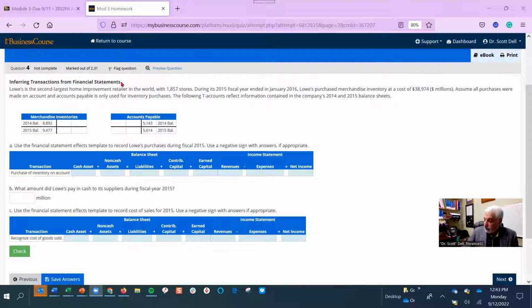How about accounts payable? How much did accounts payable change? Did it go up or down? It went up. And it went up by 471. That sounds about right. Okay, and obviously this is not in hundreds. This is in millions because this is Lowe's.